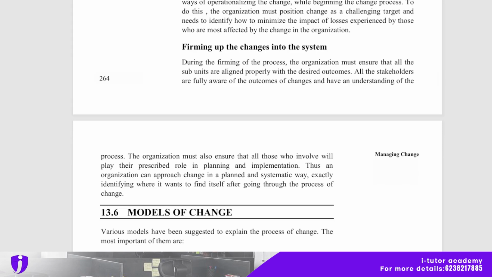Next is framing up the changes into the system. During the framing of the process, the organization must ensure that all the subunits are aligned properly with the desired outcomes. All the stakeholders are fully aware of the outcome of changes and have an understanding of the process. The organization must also ensure that all those who are involved will play their prescribed role in planning and implementation. Thus, an organization can approach change in a planned and systematic way, exactly identifying where it wants to find itself after going through the process of change.